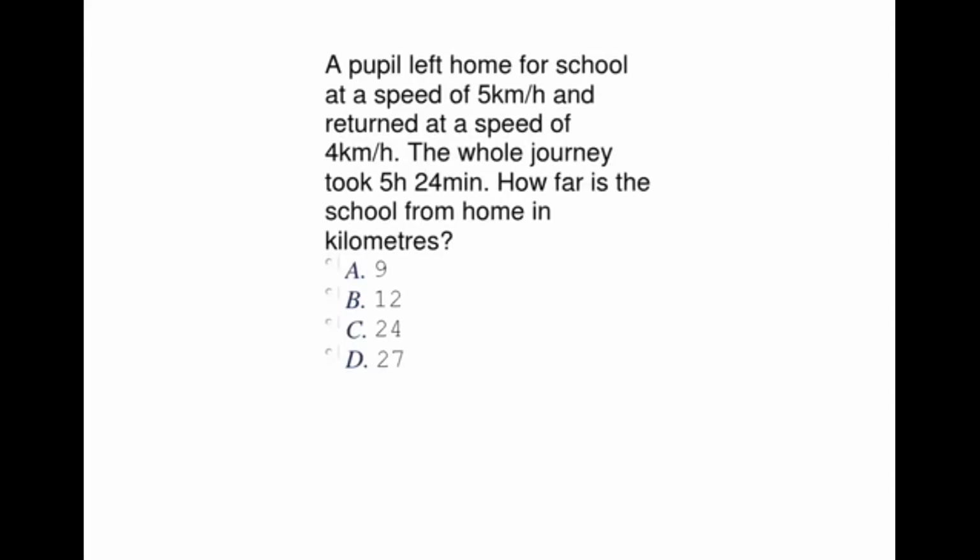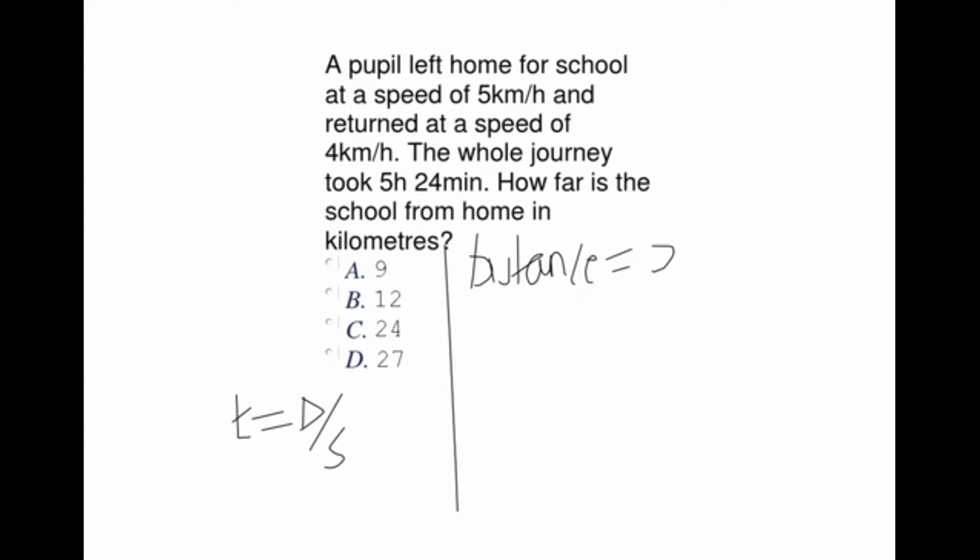A pupil left home for school at a speed of 5 kilometers per hour and returned at a speed of 4 kilometers per hour. The whole journey took 5 hours 24 minutes. How far is the school from home in kilometers? So we have speed for to and fro. We know that time is given by distance over speed. Since we don't know the distance, we are going to let the distance be x.